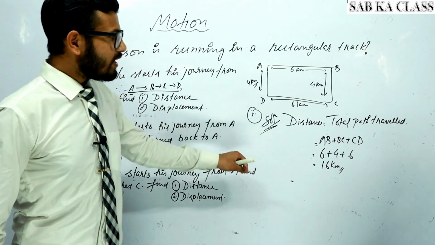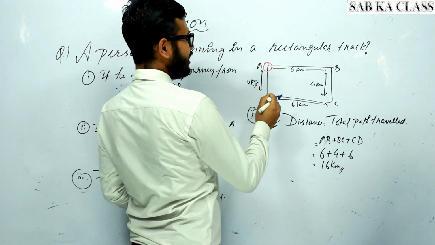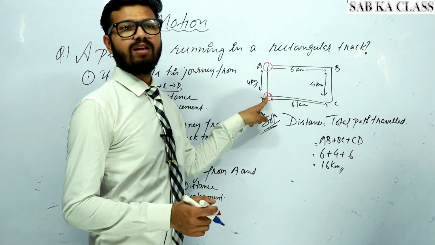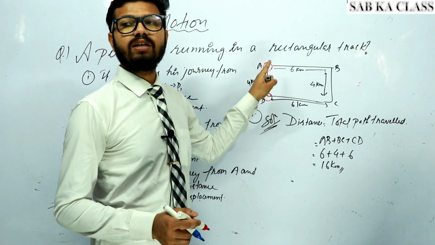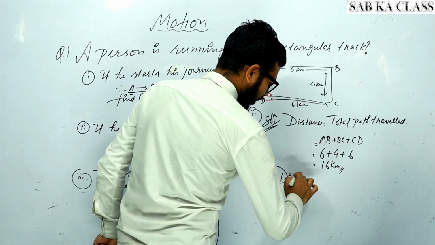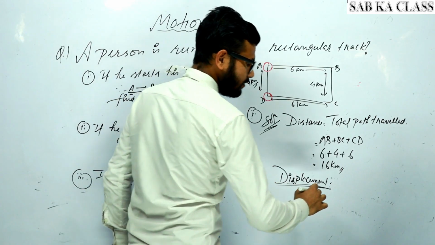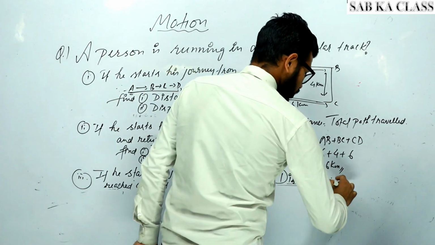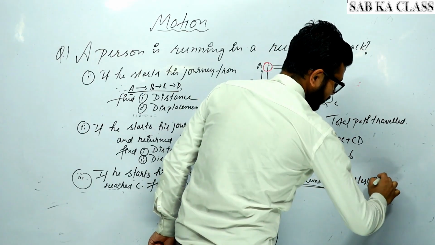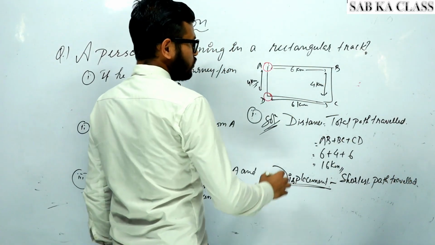Clear this one? Now what can you say about displacement? Where did he start? Here. Where did he end? Here. We'll see only the initial and the final position. Initial means starting point. So look here. Now displacement, we are concerned about finding the displacement, my dear. Look here, very interesting. What is displacement? Displacement means shortest path traveled. Clear?